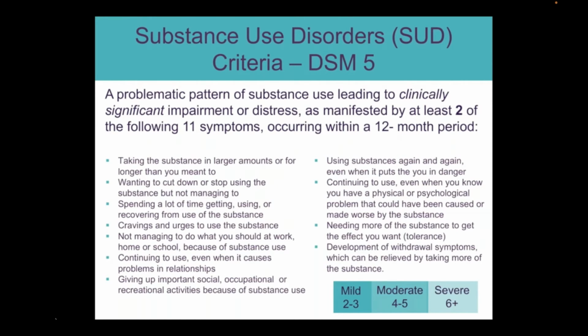So 2 of these 11 symptoms gives you a mild opioid use disorder. 4 to 5 of them gives you a moderate opioid use disorder. 6 or more gives you severe. In order to be treated with standard medical management, which includes a medication for the treatment of opioid use disorder, the patient would need to be on the higher end of the severity, sort of high moderate to severe severity.